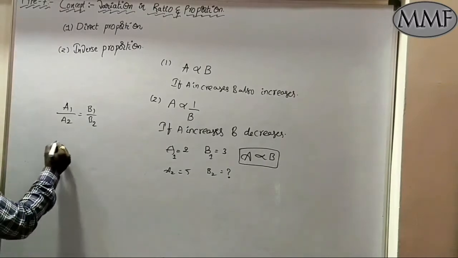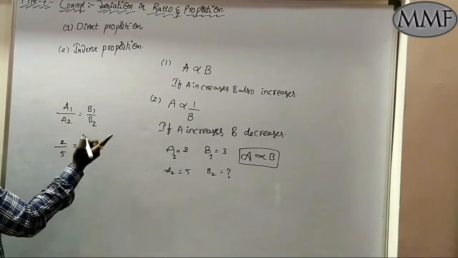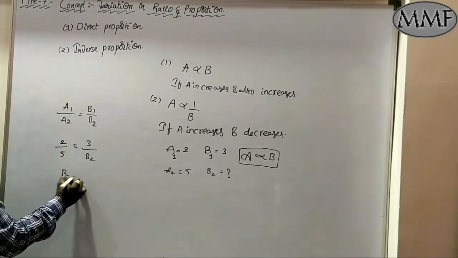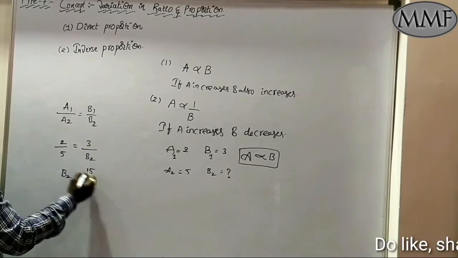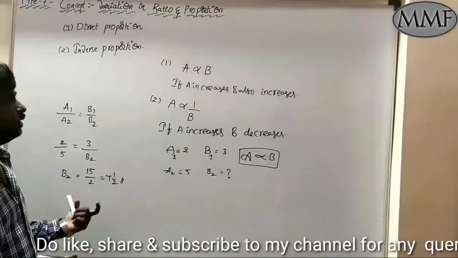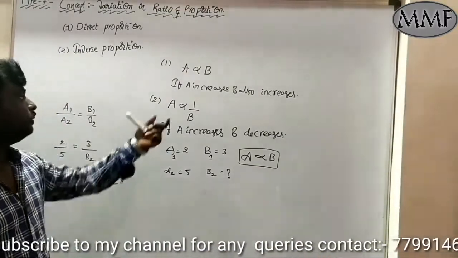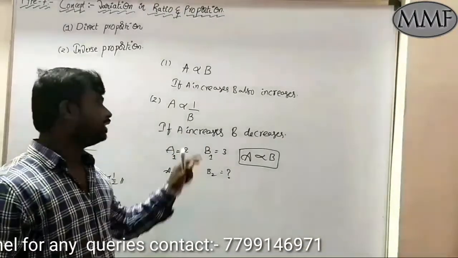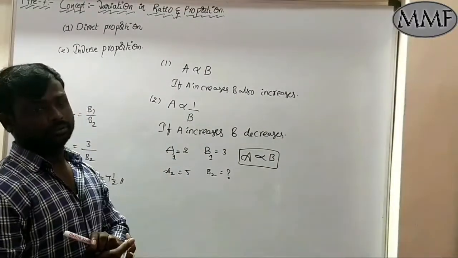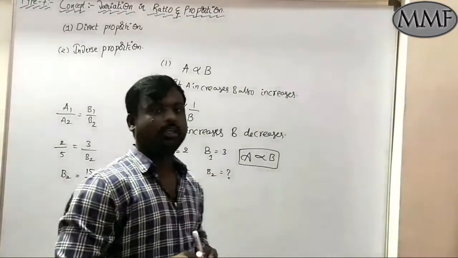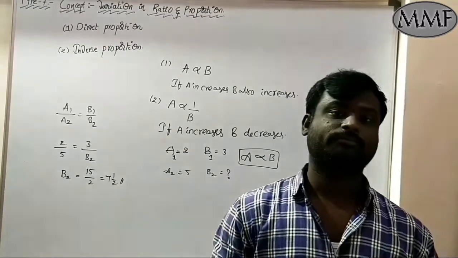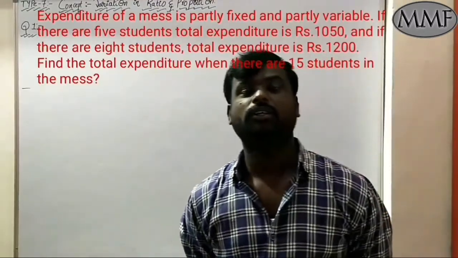Now let's say what is A1? 2. What is A2? 5. What is B1? 3. What is B2? I need to find. Just cross multiplication. B2 is equal to 5 into 3, 15, and again divided by 2. How much here? 7 and 1 by 2. So this is direct proportion. Clear? Similarly, indirect proportion means if A increases, B will decrease. So that's indirect proportion, inverse proportion. Clear? Now we will see how the questions are going to be in variation. Right, now we'll see the question.